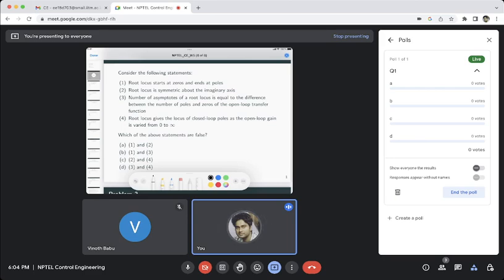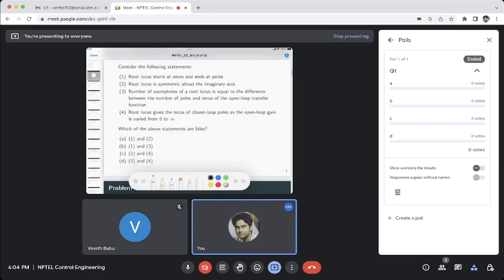Then we will discuss this. Maybe we can discuss this now. Let's just analyze this root locus.